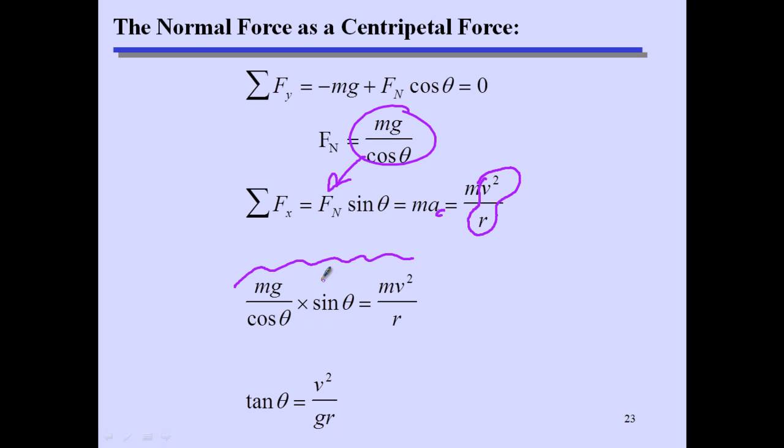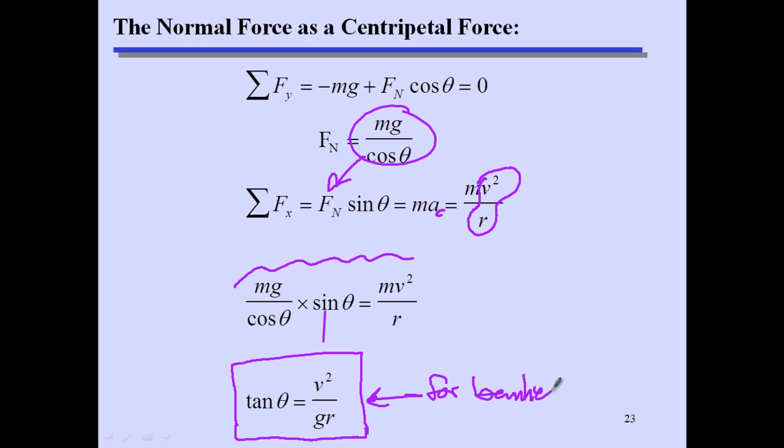Then we just do a little bit of mathing around. Sine over cosine, it's the tangent. Divide this side by mg, we get rid of our m. So this equation right here is our equation for banked curves. The tangent of the angle that our curve is banked equals v squared, or tangential velocity squared, divided by gravity times the radius. So we can determine how much we have to bank our curve by using this equation.